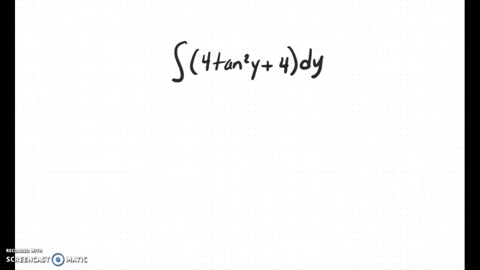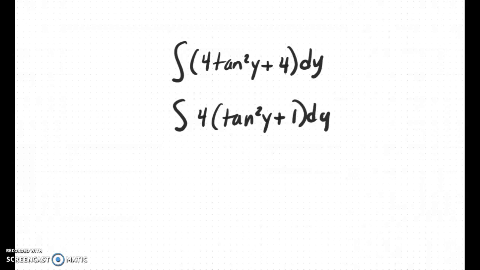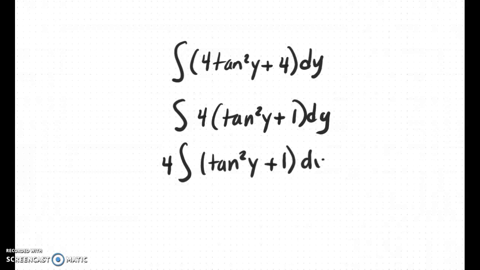All right, so for this problem, we're going to do some integration. So we will start by, first of all, factoring out a common factor among these two terms. And that common factor that I can factor out is a 4. So I can rewrite it like that. And once I factor out that constant, that can go in front here. And so I have 4 times the integral of tangent squared y plus 1 dy.